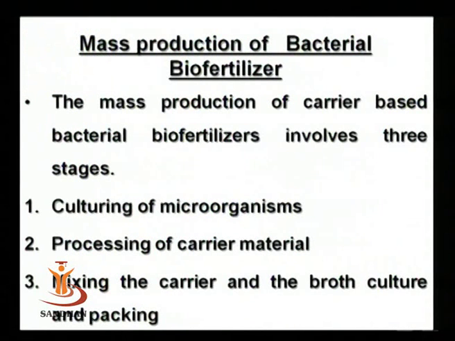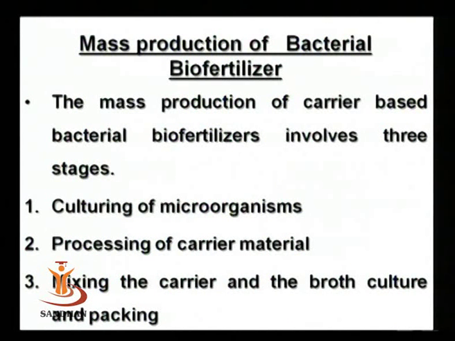So now we have discussed all the equipment which is necessary for the production of biofertilizer. Whenever we want to go for mass production, time will not permit us to discuss the processes in detail, but we will discuss the stages which we have to cover. Mainly we have to cross 3 stages to go for mass production of biofertilizer. First one is culturing of microorganism.